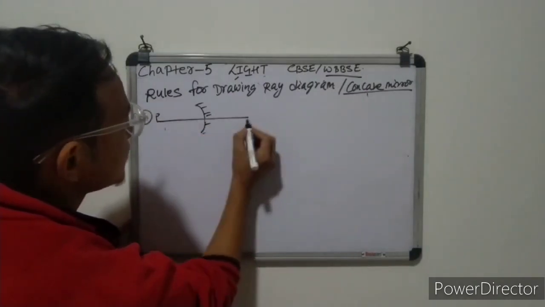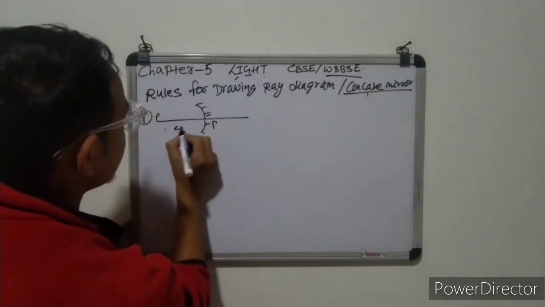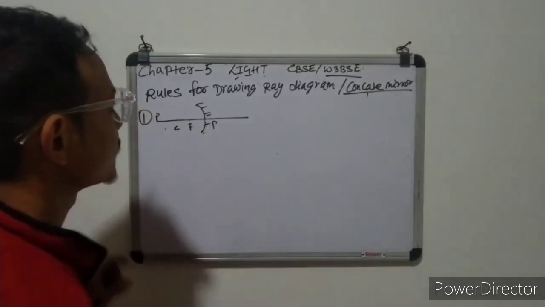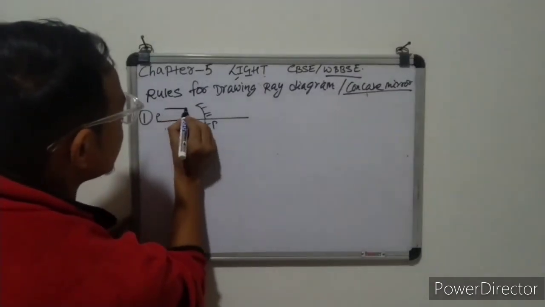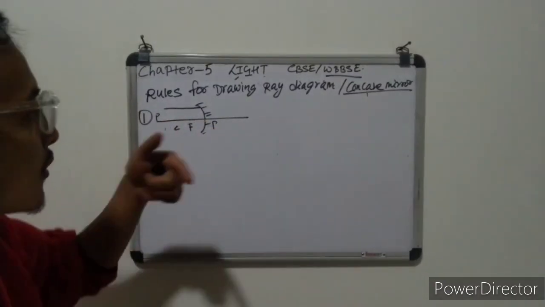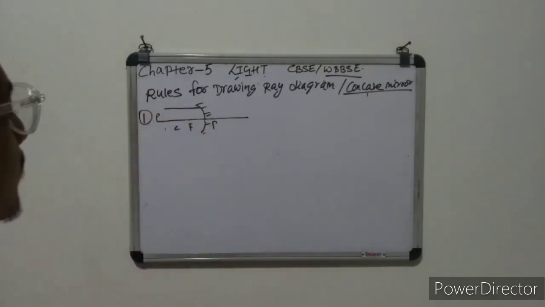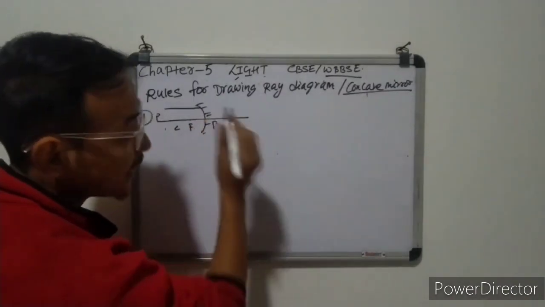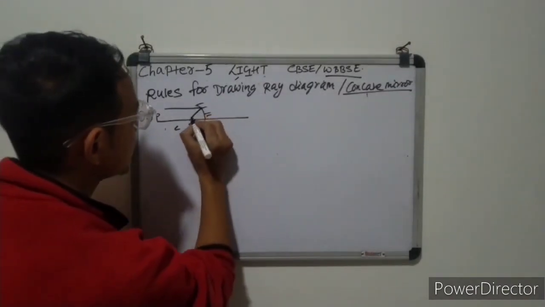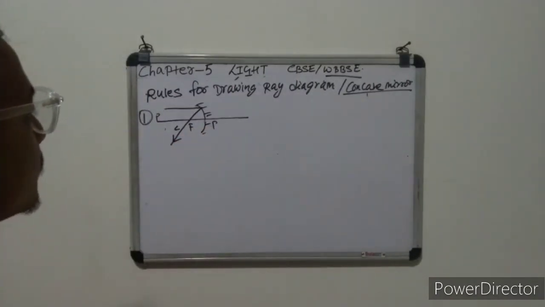This one is my principal axis, this one is my pole, this one is my center of curvature, and here is the principal focus. Rule number one is that when a ray of light is incident on a concave mirror or any mirror, the ray will reflect back and pass through the focus. The ray will be reflected back to the focus.